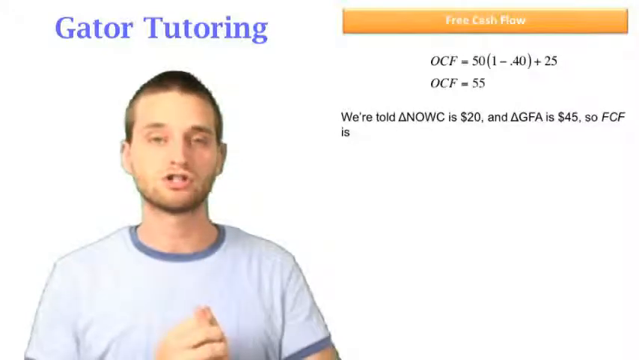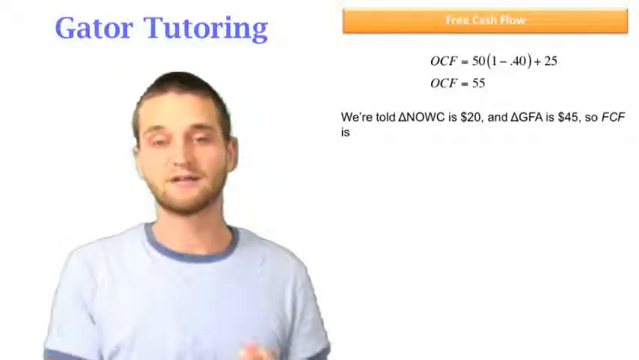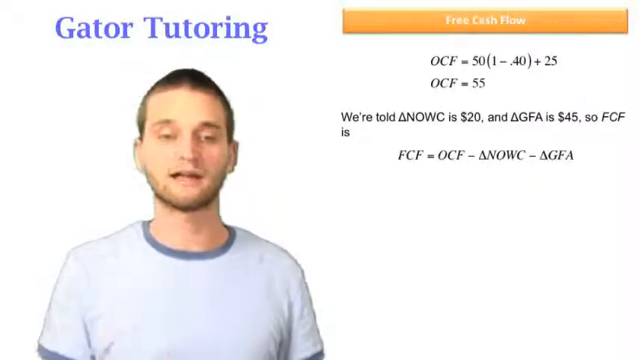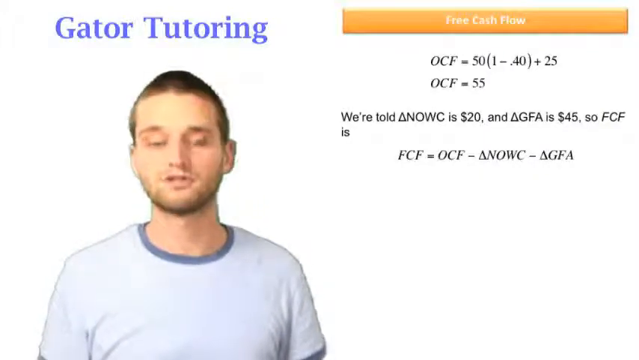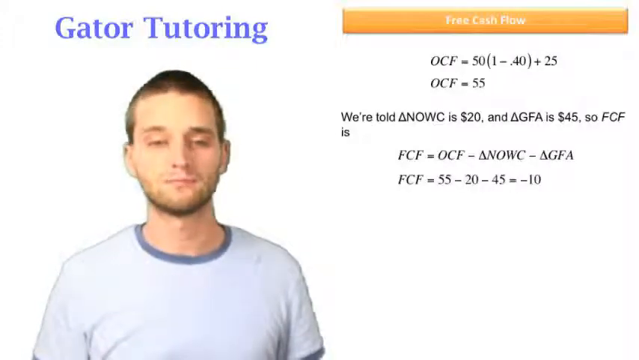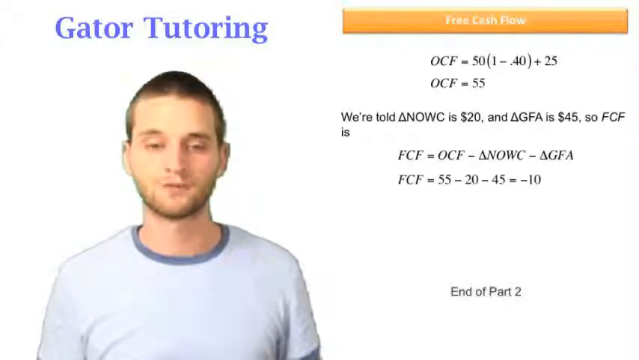Well, we're told that the change in net operating working capital is $20 and the change in gross fixed assets is $45. So our free cash flow is equal to, again, our operating cash flow minus our change in net operating working capital minus the change in gross fixed assets, or $55 minus 20 minus 45, and we have negative $10 for our free cash flow. And that's the end of part 2.